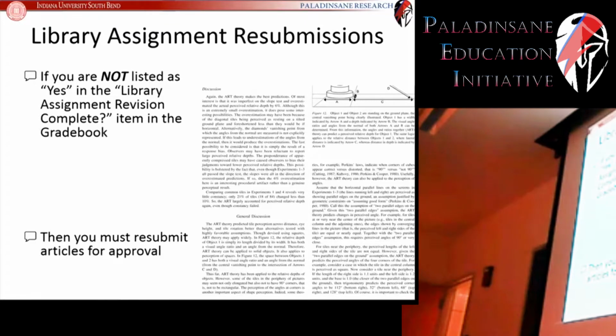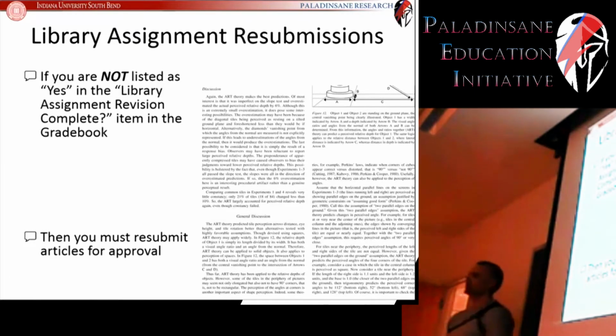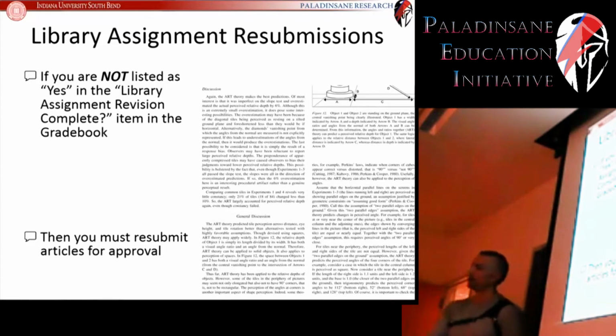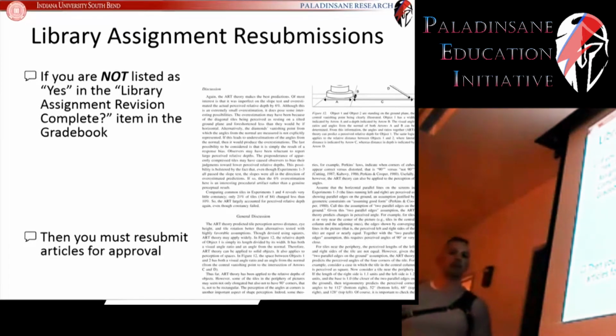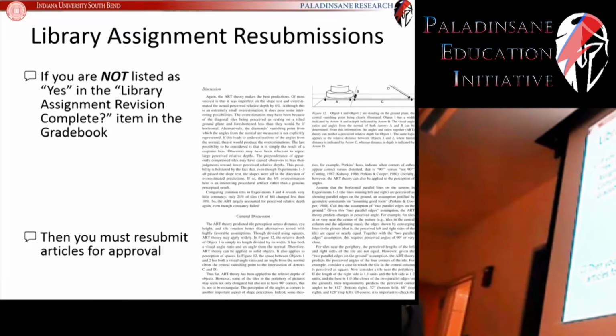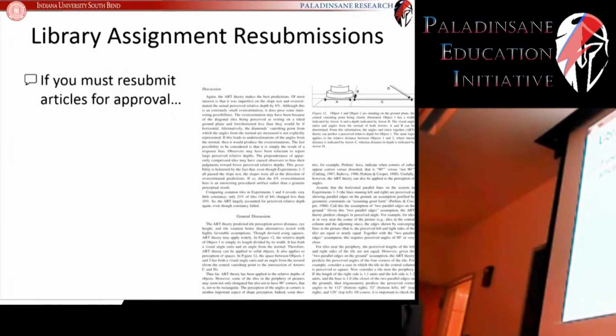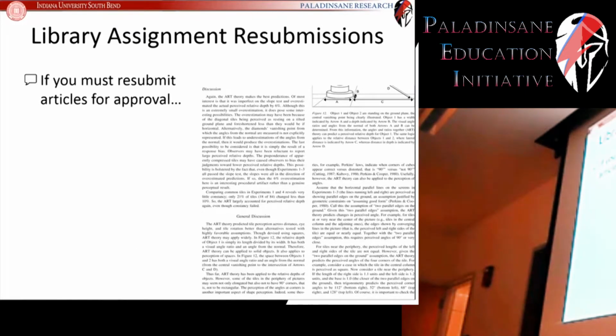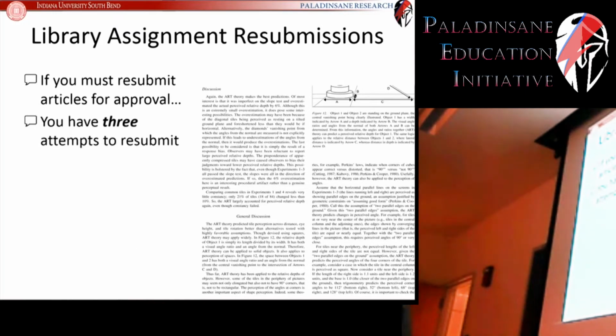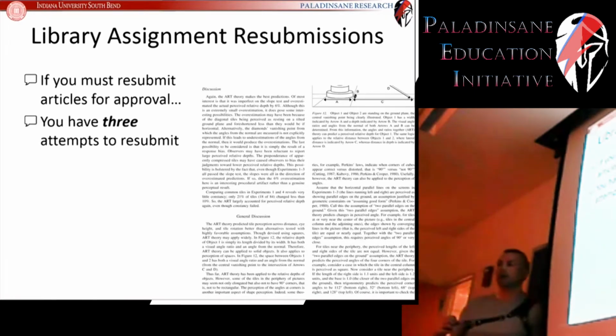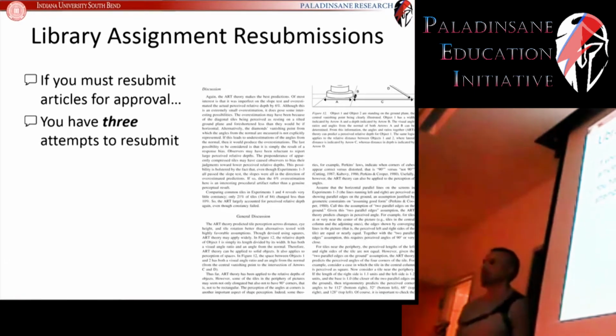Just to reiterate, I'm going to put in a new assignment tab, library assignment revision complete, just so you can keep track of whether you've completed your revisions or not, in case there's any doubt about that. I'll update that either tomorrow or on Monday. And if you have to submit your articles for approval, you have 3 attempts to resubmit.